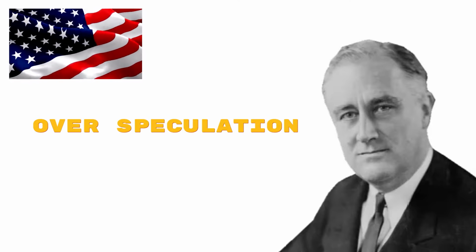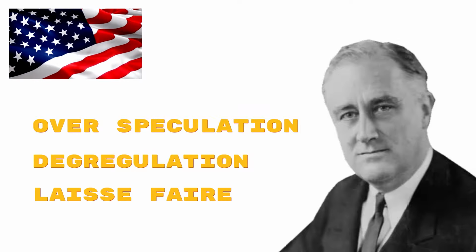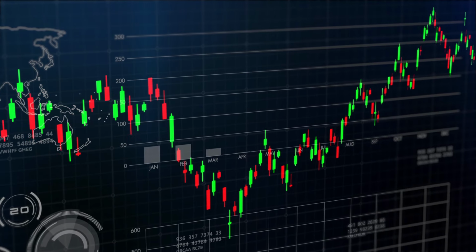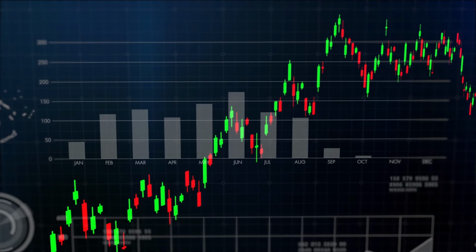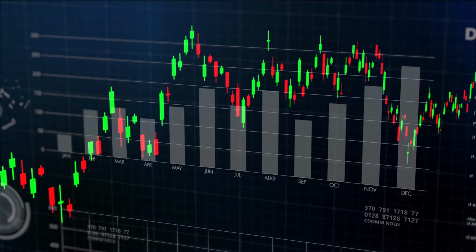The nightmare that he'd actually inherited was a result of over-speculation, deregulation, and neoliberal policies like laissez-faire capitalism. Banks gambled away funds on risky investments, with the stock market speculation leading to the 1929 crash, and that erased trillions in value overnight. Income inequality was extreme.